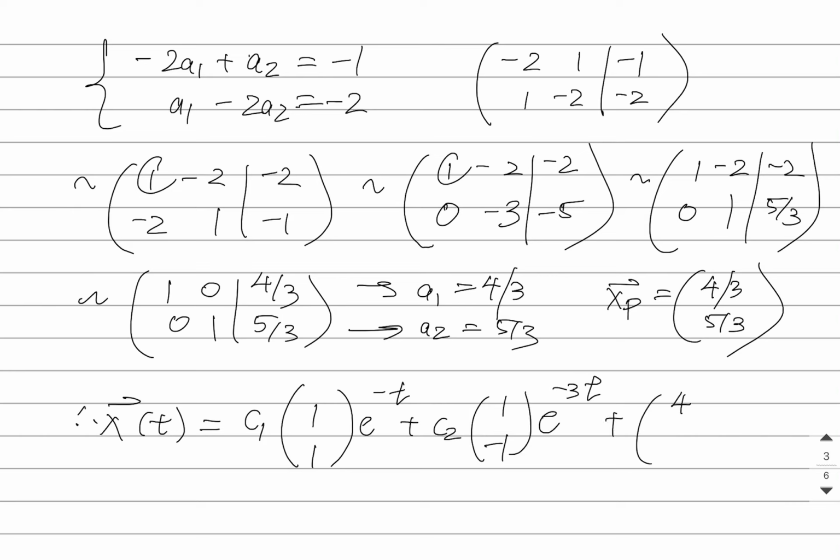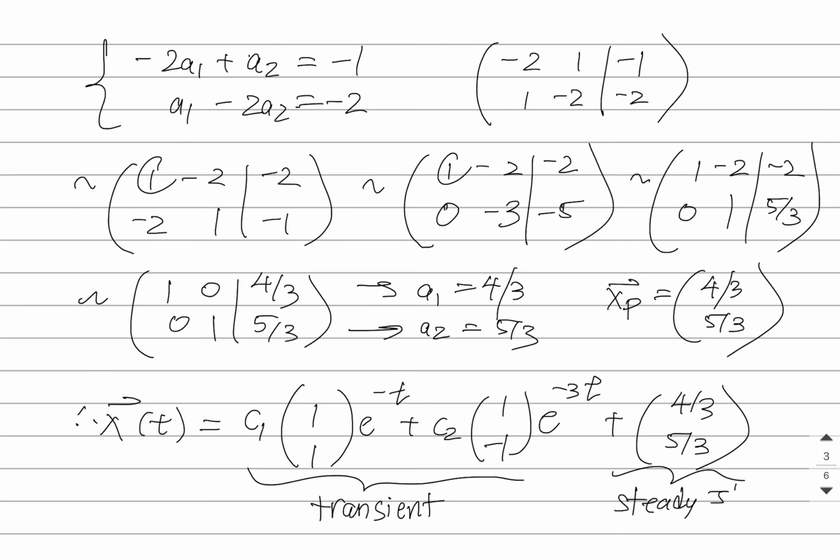Now, as before, once we have non-homogeneous problems, we can see here that these terms are the transient terms. They will both die out as time goes to infinity, and what we'll be left with here is this steady state.